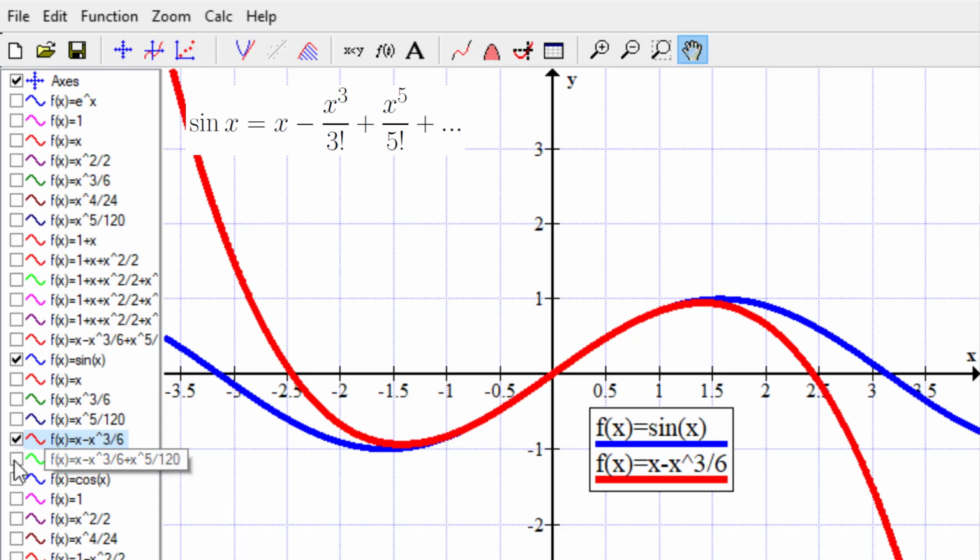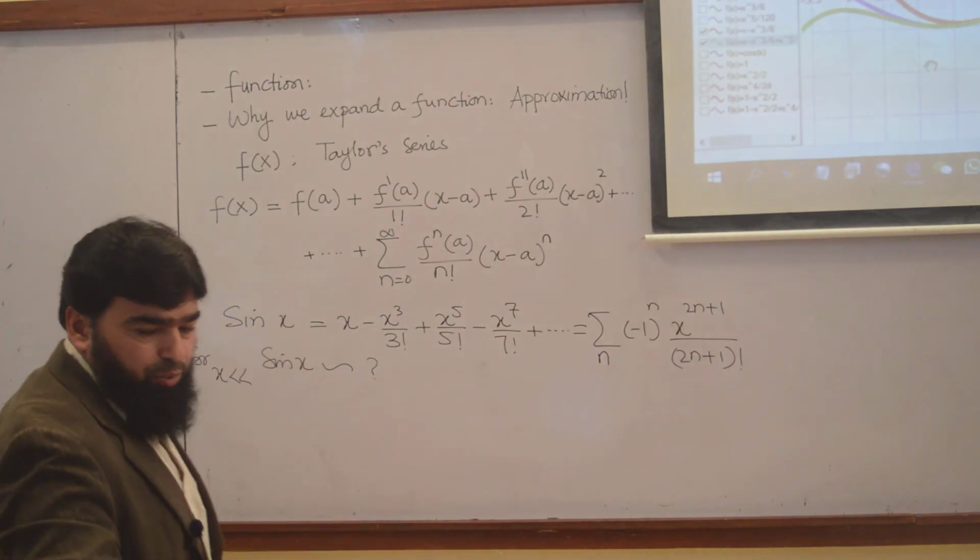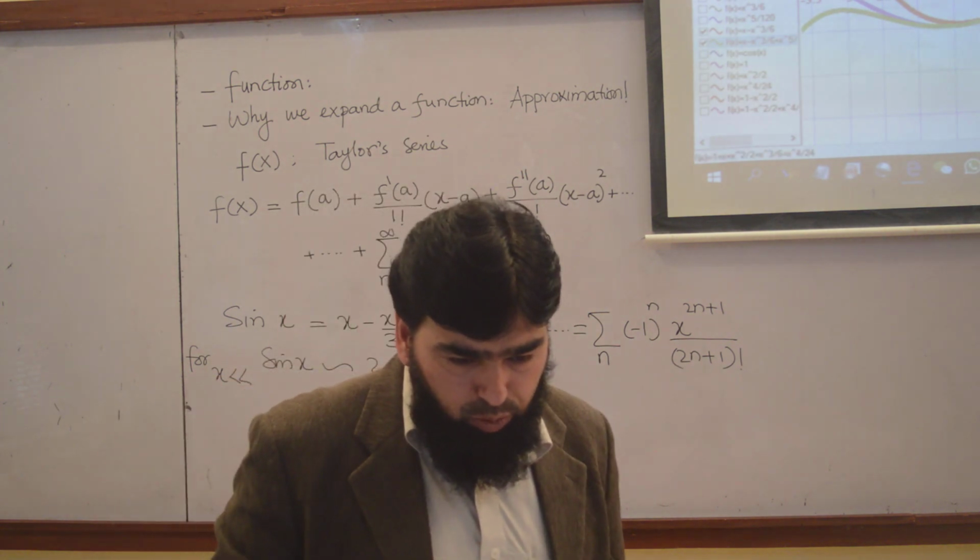And if I add the third term in this expansion, then you can see, the third term is the green term. You see that the two functions from minus 2 to plus 2 are almost the same. So as I increase the number of terms, I will match the whole sine function. So the polynomials are actually, point by point, taking the shape of the same function. Clear?